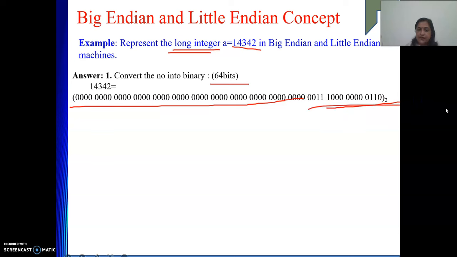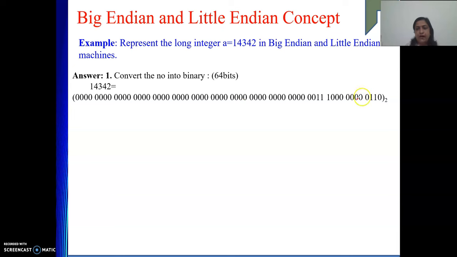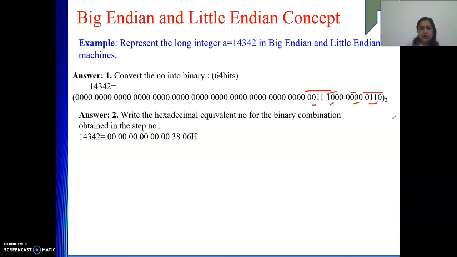Now, do I need to take 2's complement? No, because it is a positive quantity. Simply, I have already grouped them as 4 bits. I'll write their corresponding hexadecimal digits. So it was 3, this is 8, this is 0, this is 6. All others are 0. So ultimately we have got in 64 bits, this hexadecimal number.